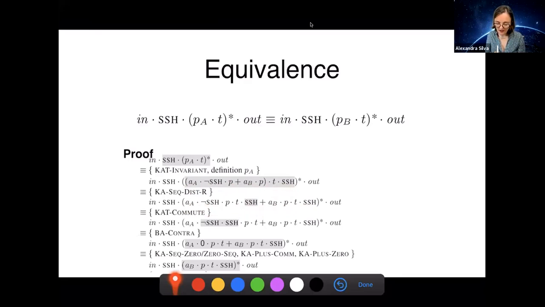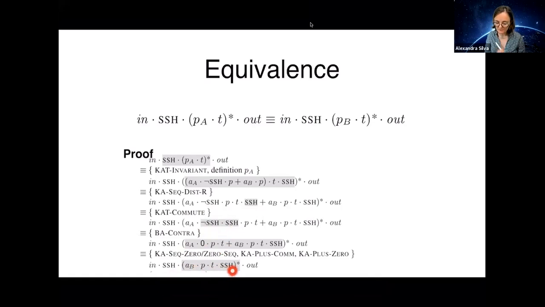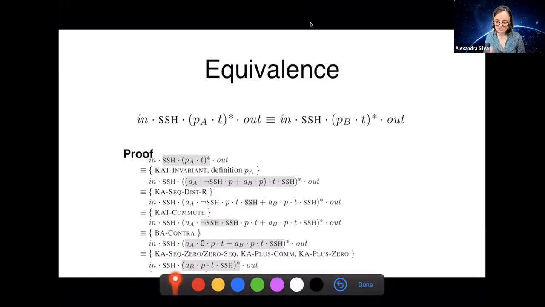At this point, I know that I can commute, because of the axioms of NetKAT, I can commute this test here back over P and T, because P and T do not touch the test of the type of the packet. But that means I end up with testing whether a packet is SSH or not SSH, which is the same as false. So I end up being able to actually eliminate that whole thing, because that's all equivalent to zero. So I'm left just with this program, AB.P.T.SSH.